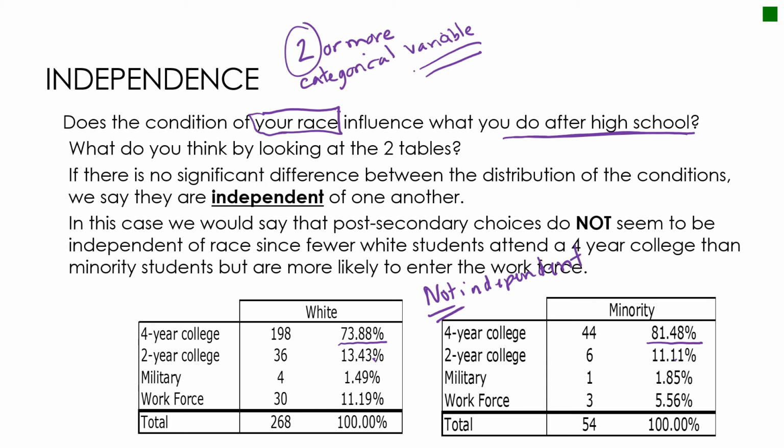What I want you to make sure you understand is we're talking about the whole variable. Some people would look and say, oh, well, military is really close, so for military it is independent, but for everything else, it is not independent. And that is false. We are looking at the entire categorical variable. So do these change based on which race I choose? The answer is yes, they are different, which means they are not independent. The race does affect your post-secondary plans.